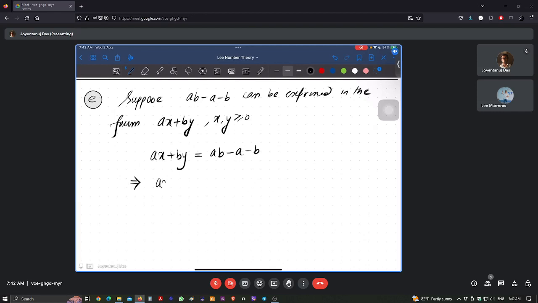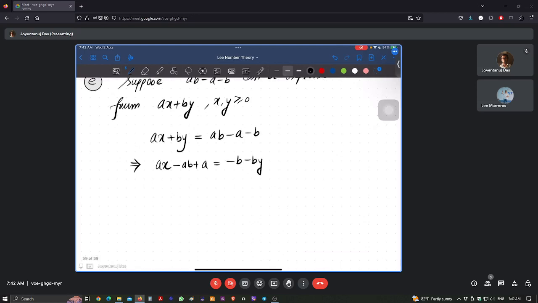So if I bring AX minus AB plus A minus B minus BY, then if I take A common, what you have is x minus b plus 1, right? And if I take B common, minus y minus 1, right? Now we'll use the condition.